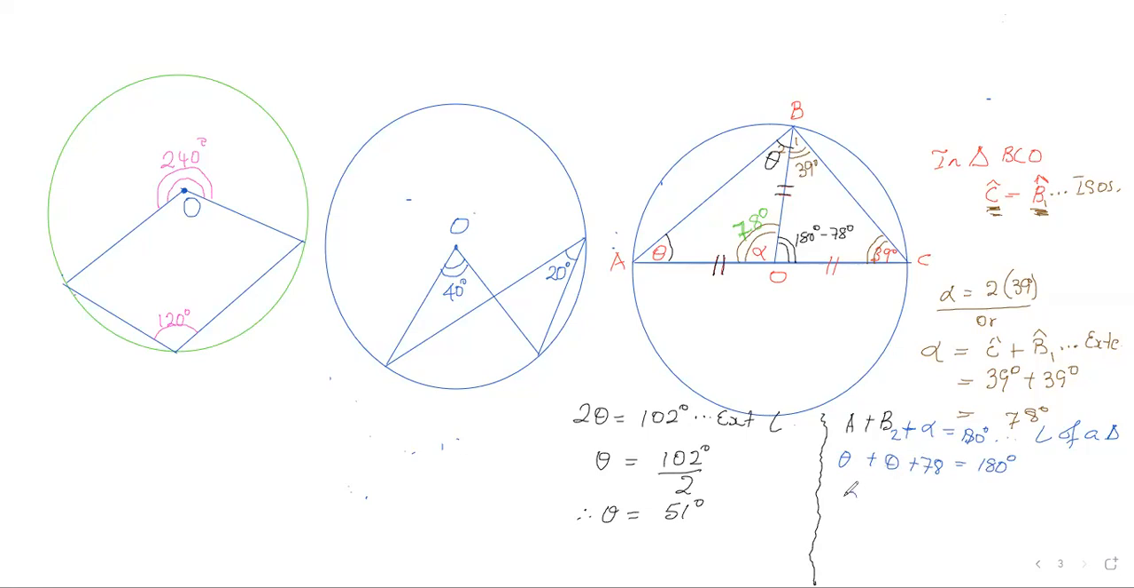So 2 theta is equal to 180 minus 78 degrees. This is 102. Now this statement here is the same as the statement there. So there is always more than one way of solving these problems. Hope you enjoy.